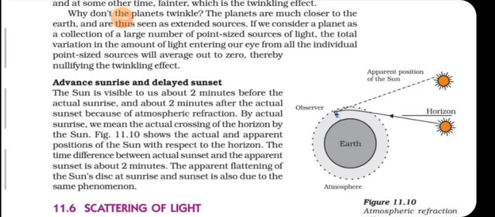By actual sunrise we mean actual crossing of the horizon. The figure shows the actual and the apparent position of the sun with respect to the horizon. The time difference between the actual sunset and the apparent sunset is about 2 minutes. The apparent flattening of the sun's disk at sunrise and sunset is also due to the same phenomena. Fine students, I hope you are clear.